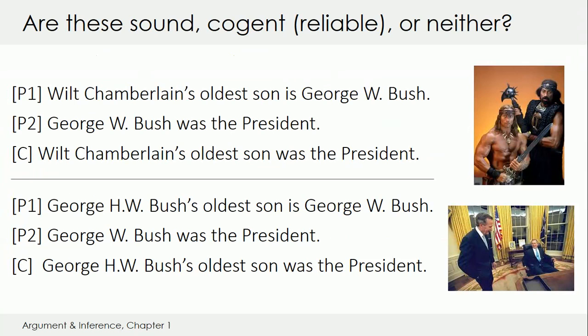All right, let's do a couple more examples. We want to know if these are deductive, inductive, sound, or cogent, or neither. Premise 1: Wilt Chamberlain's oldest son is George W. Bush. Premise 2: George W. Bush was the president. Conclusion: Wilt Chamberlain's oldest son was the president. Second argument. Premise 1: George Herbert Walker Bush's oldest son is George W. Bush. Premise 2: George W. Bush was the president. Conclusion: George Herbert Walker Bush's oldest son was the president.